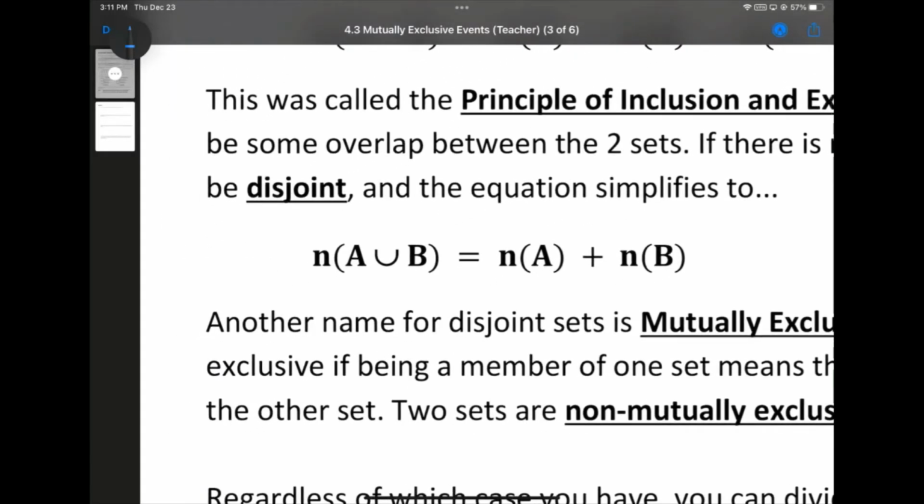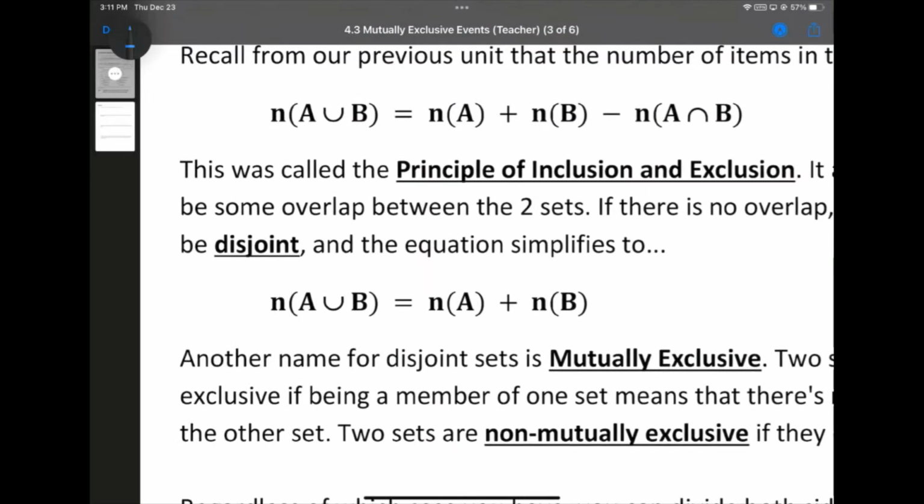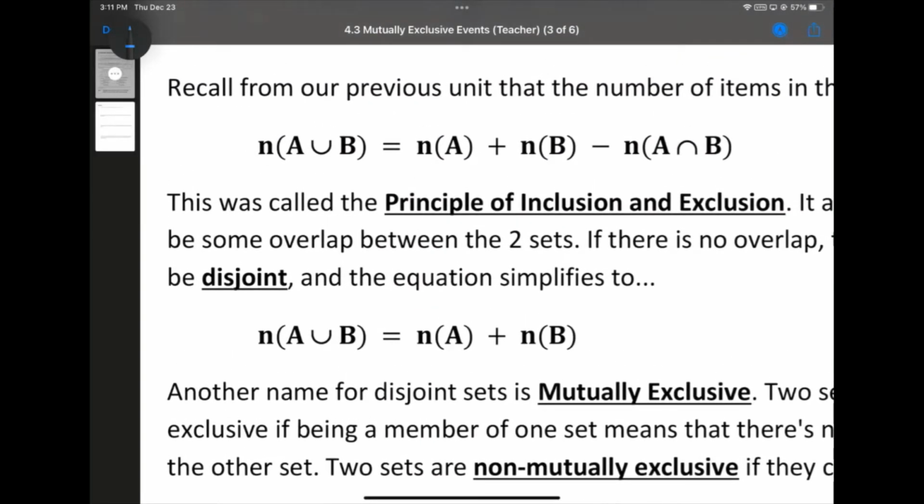The number of things in the union of A and B is the number of things in A plus the number of things in B. Now that equation is only true if there is no intersection, which is why I actually prefer the upper equation, because if the intersection is 0, then the top equation becomes the bottom equation. If we start with the top equation every time, we're less likely to make mistakes. So that was what we saw in Unit 3.